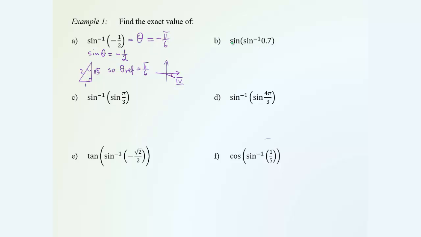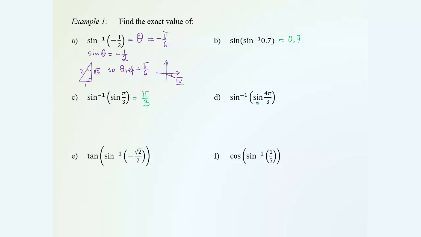The second example, sine of inverse sine of 0.7. The composition in this way is just an identity, so we end up with the same 0.7. The next example calls for arcsine of sine of π/3. So the composition of inverse functions would disappear as long as this angle is in the restricted domain of sine. Is π/3 between negative π/2 and π/2? Yes. So this is equal to π/3.